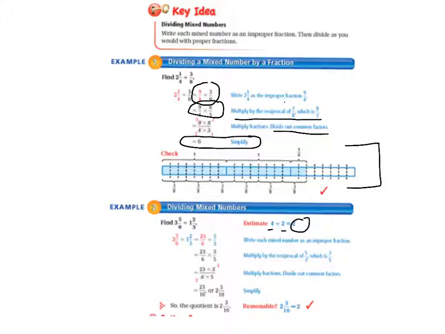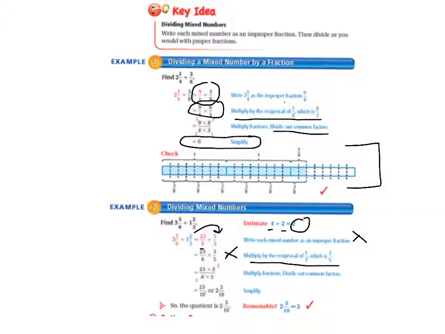So we multiply 6 times 3, which is 18, plus 5 is 23 over 6. So our improper fraction is 23/6, and 1 2/3 transfers over to become 5/3, because 3 times 1 is 3, plus 2 is 5. So we wrote our mixed numbers as improper fractions. And then we're going to multiply by the reciprocal of 5/3, which is 3/5. So that's our second step.